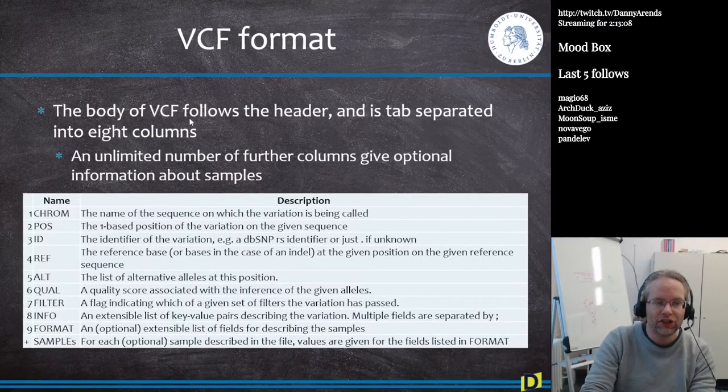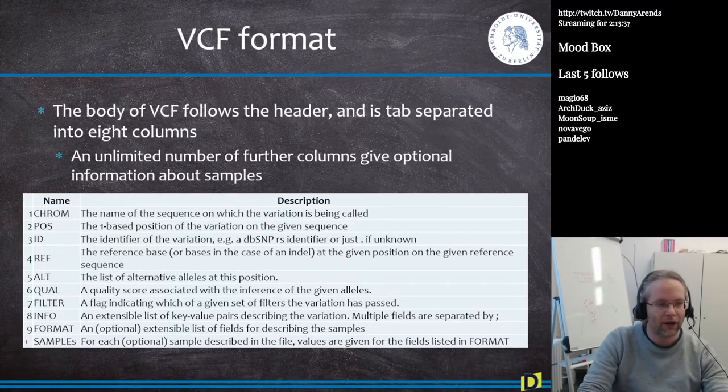VCF is very similar to a GFF file, and so it's again a tab-separated file. It has 8 different columns, but there's an unlimited number of columns that you can give for samples. Let me just open one up for you so we can talk about the region. Oh, that's a 600. That's a big mistake, loading in a 600 MB file. Should have taken one of the smaller ones. Well, it actually did. That's good.